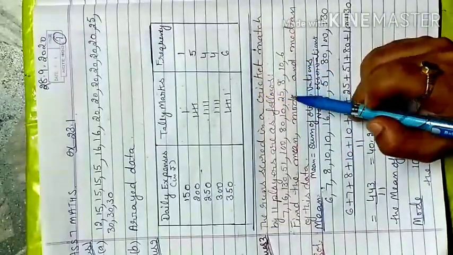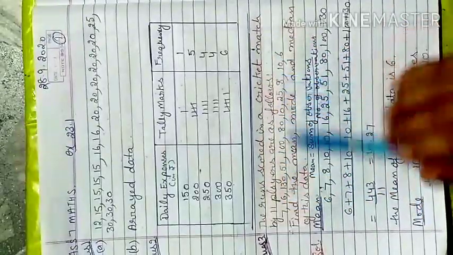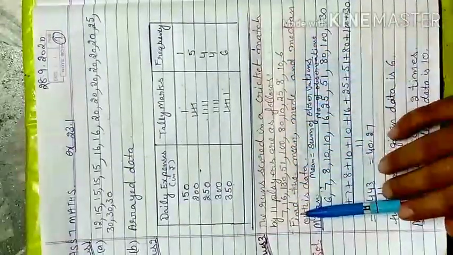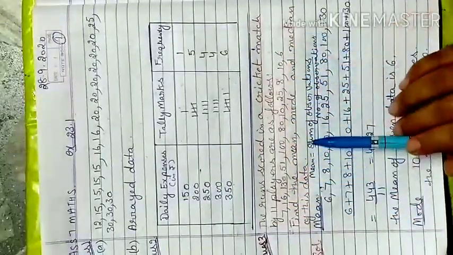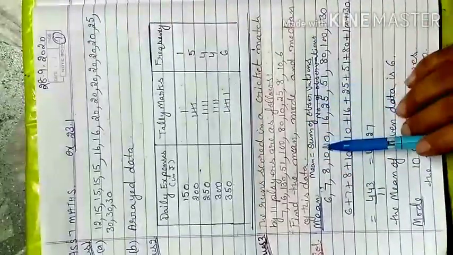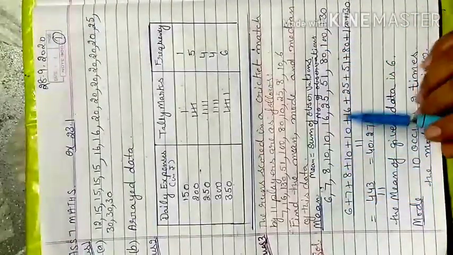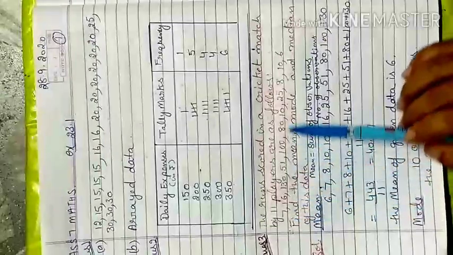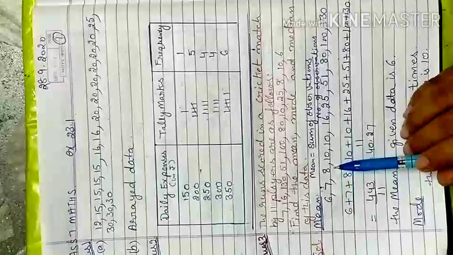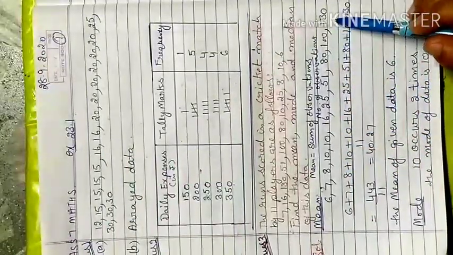Next, in your question number 3, the runs scored in a cricket match by 11 players are as follows. So these are the runs scored by the 11 players. Find the mean, mode and median of this data. For finding the mean, the formula is sum of observations divided by number of observations. It's better before solving anything to arrange this data in ascending order, like 6, 7, 8, 10, 10, 16, 25, 51, 80, 100, 130.